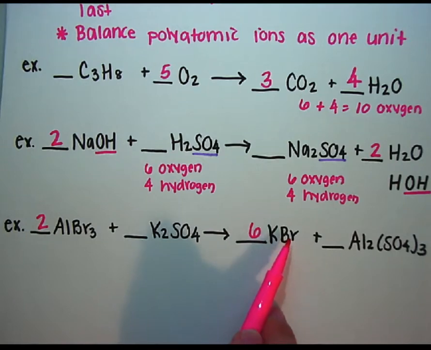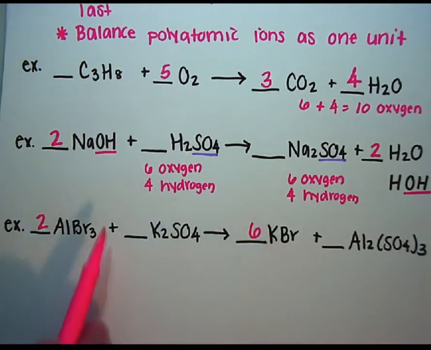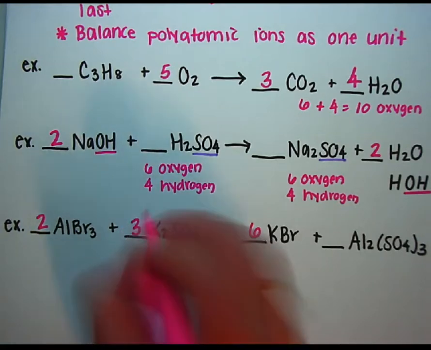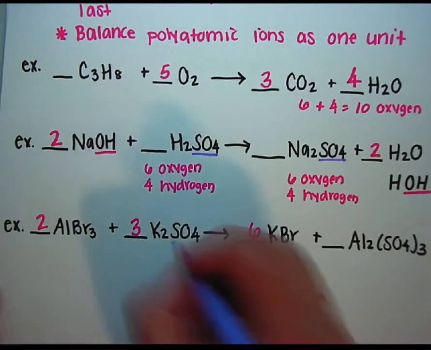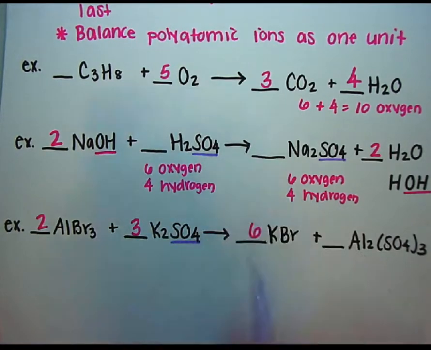Let it lead you. Now I balanced the bromines, but I changed the number of potassiums. I have 6 potassiums. Over here I need 6 potassiums, so I can add a coefficient of 3. Again, balance the polyatomic ion like a unit. Here I have 3 sulfates, and here I have 3 sulfates, so this reaction is balanced.